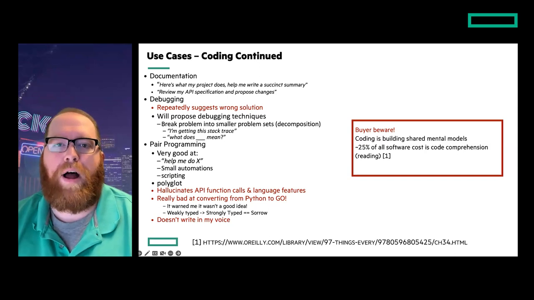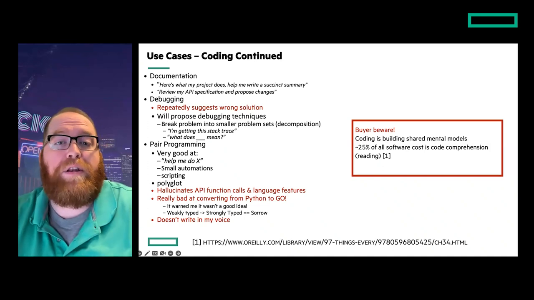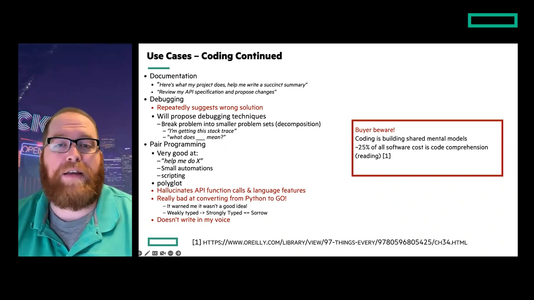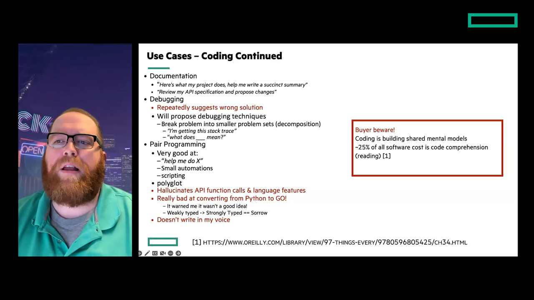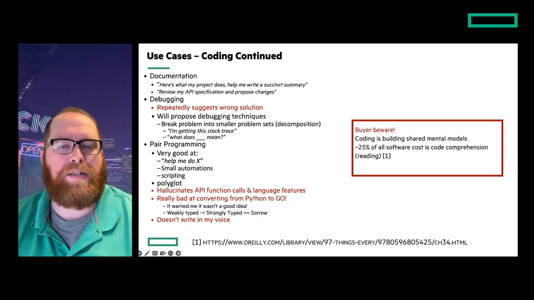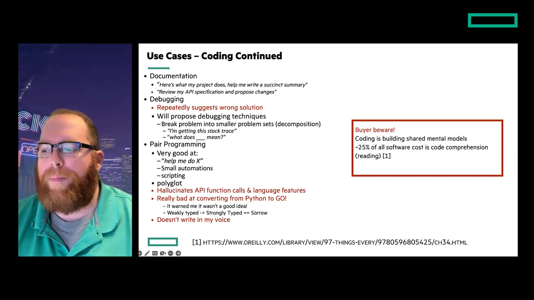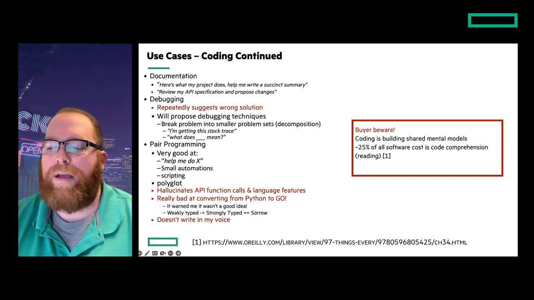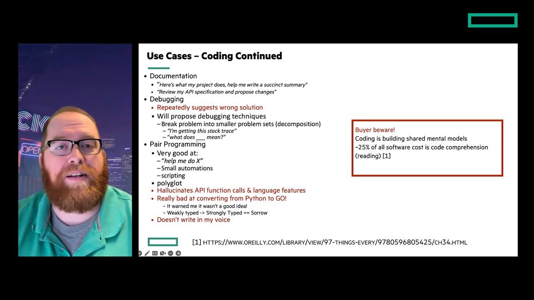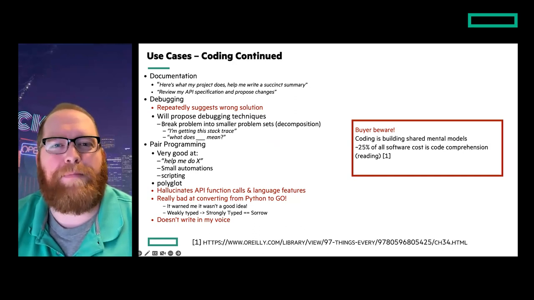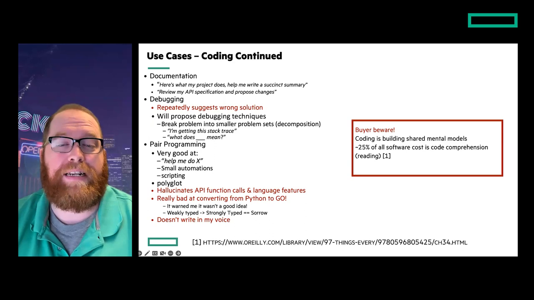So I think that there's a lot of promise for using it as a debugger, using it as pair programming, especially if you're asking questions like, help me do this, or you're trying to drive small automations. I found that it can do small automations and scripting really well. It's a polyglot. Now, some of the dark sides of coding is it does hallucinate API calls from time to time. If I think about pandas, I've asked it to do things and it will come up with an API call that looks perfect. It looks exactly like what I'm looking for, and I'm surprised that I missed it. And well, the fact is I didn't miss it. It didn't exist and it made it up, which means that you really have to verify.